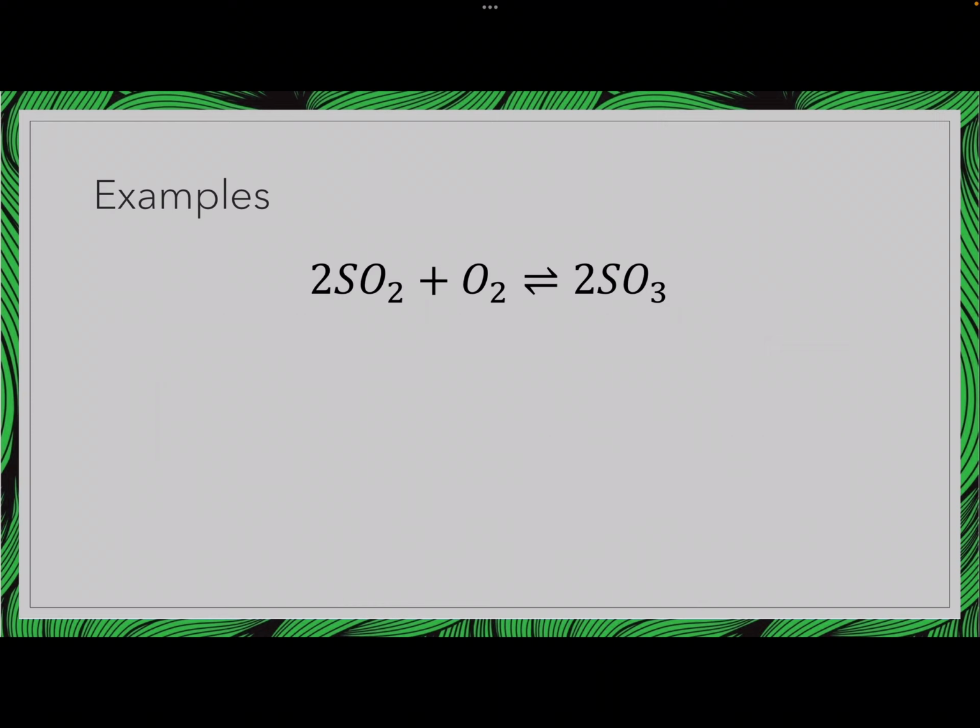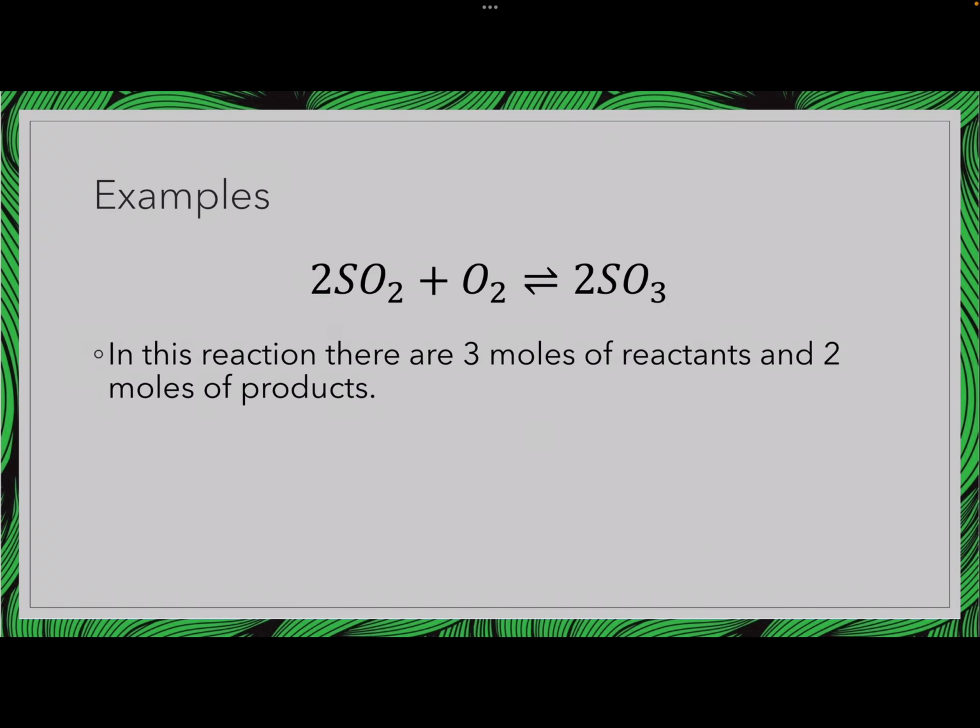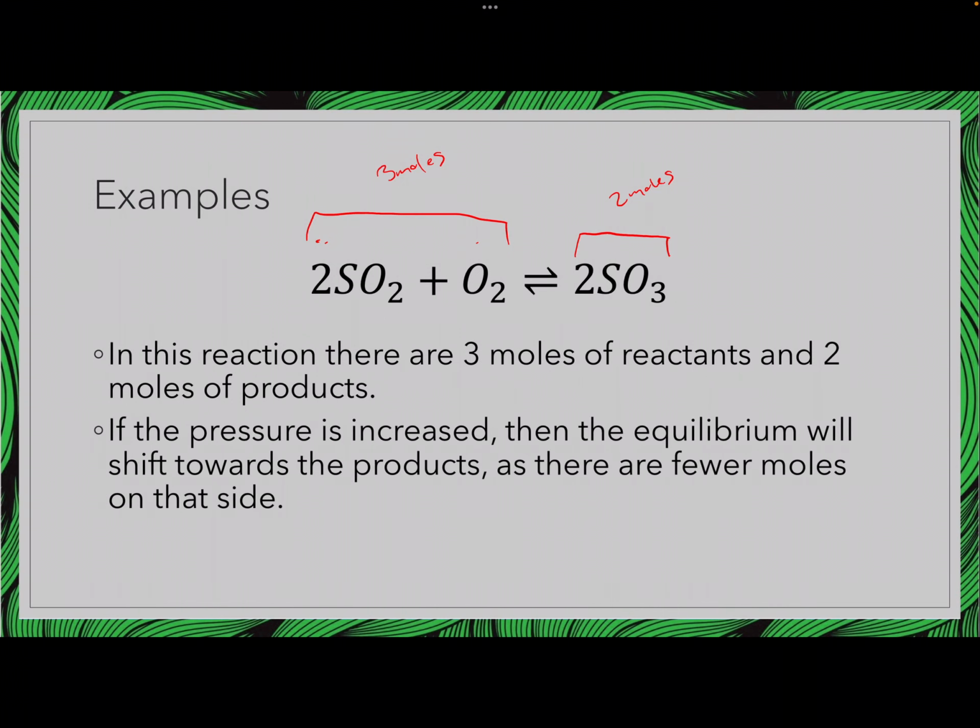So let's have a look at this example again. This is our sulfur dioxide plus oxygen gives us sulfur trioxide. In this reaction, there are 3 moles of reactants. So 1, 2, 3. So that's 3 moles. And on our product side, there's 2 moles. Basically, if we increase the pressure, so pressure goes up, it's going to move to the side with the lower number of moles, so it's going to move towards the products.